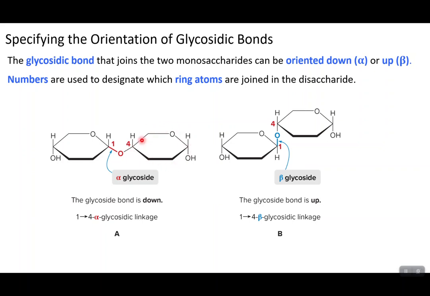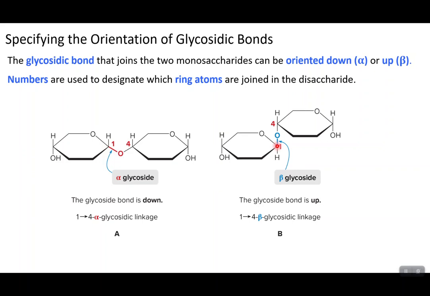Or the second monosaccharide. So that means that this bond is currently being drawn below the ring, or down. And that's why this is going to be an alpha glycosidic bond. Sometimes you'll see it written as a glycoside, as a glycosidic linkage, and other times as a glycosidic bond. All right, so that's going to be down.